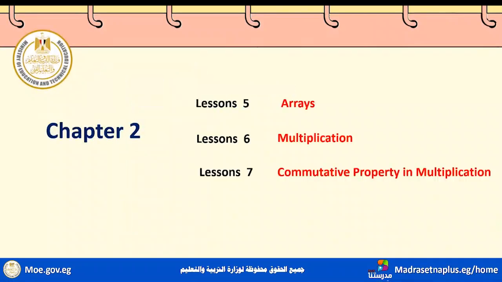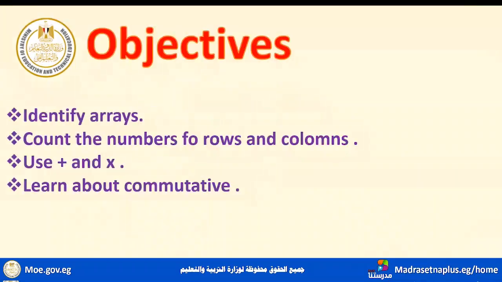Today, inshallah, we'll study chapter 2. We will get 3 lessons. Lesson 5 about array, lesson 6 about multiplication, lesson 7 about commutative property in multiplication. We should know how to identify arrays, how to count numbers for rows and columns, and use adding and times.